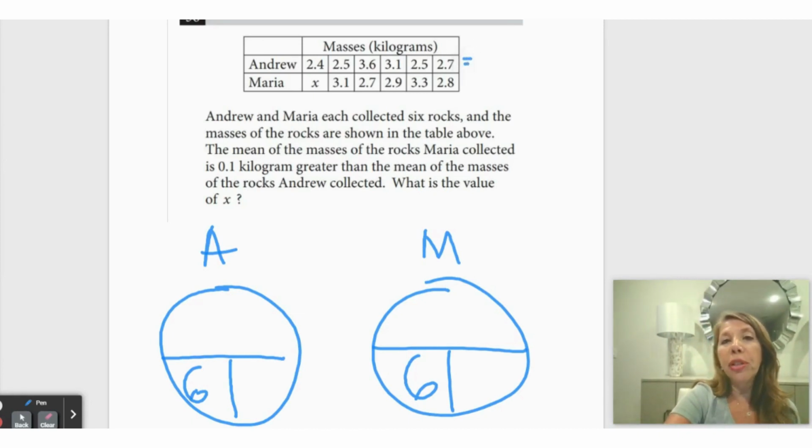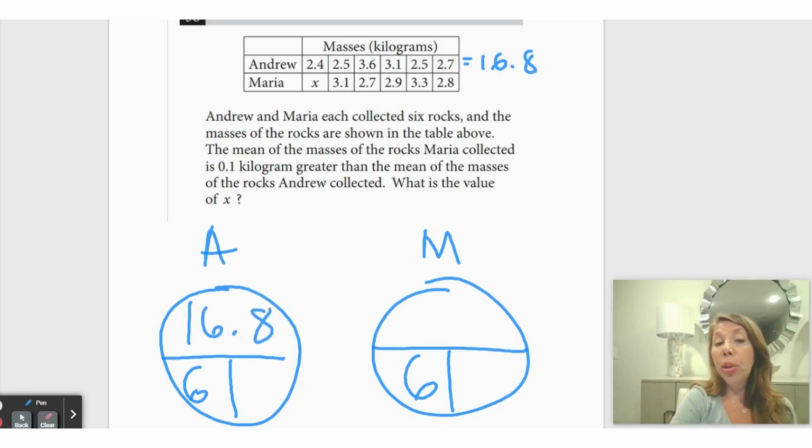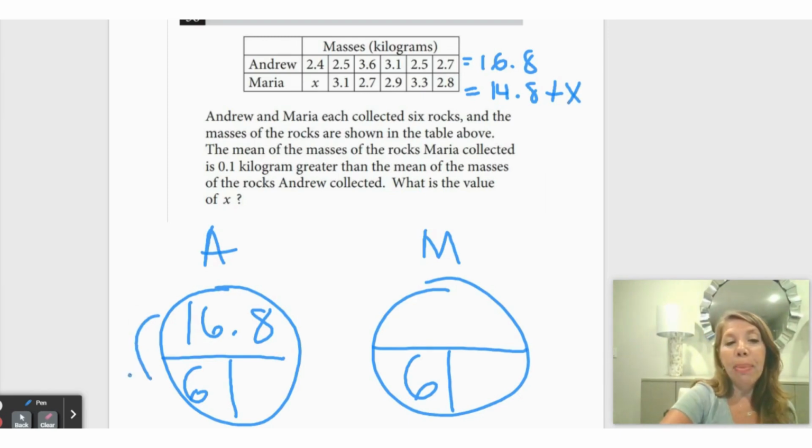If we were to total Andrew's masses, we would see that Andrew has a total of 16.8. So we can put that right here. Now, we don't know the mean, we don't know the total of Maria's items yet because there is an x still in there. But if we total the other numbers before the x, we would have 14.8 plus x. So let's start with Andrew. We have 2 components there, so we could figure out the third component. The total, which is 16.8, divided by the number of items, which is 6, will give us our mean. And when we divide 16.8 by 6, we find out that the mean is 2.8.